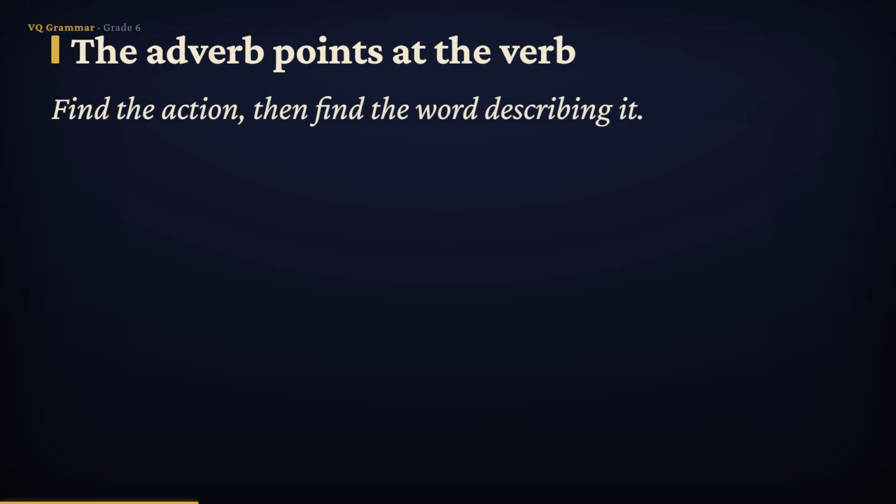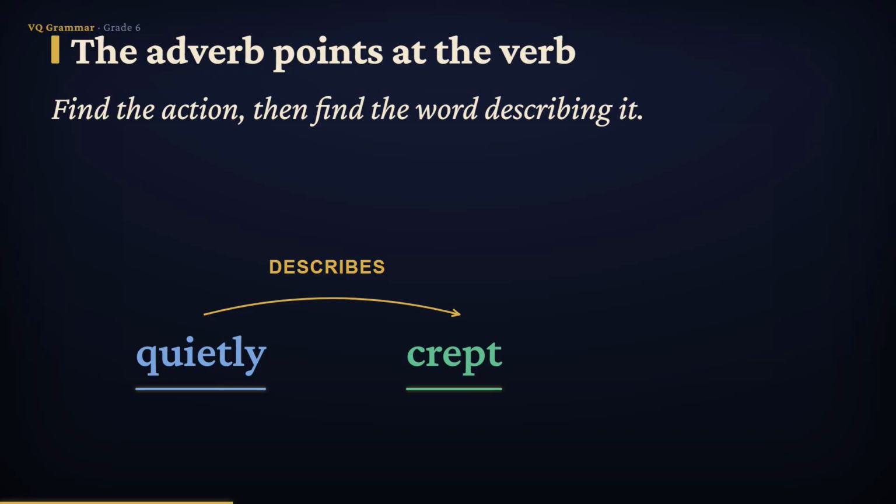Here's a picture that makes it click. Take the sentence: The cat quietly crept along the fence. The action word, the verb, is crept. Now, which word is describing that verb? Quietly. It tells us how the cat crept. So the adverb quietly points straight at the verb crept, describes it, and gives us the detail. That's the whole relationship. The adverb reaches over and describes the verb.